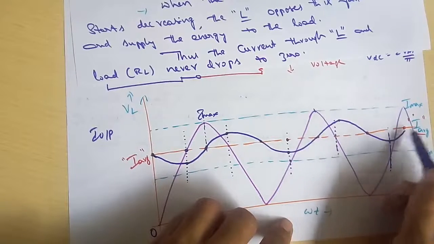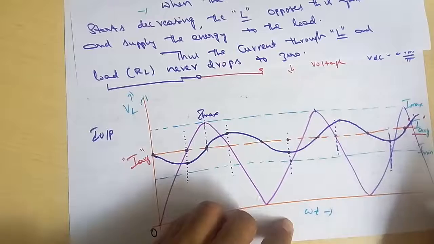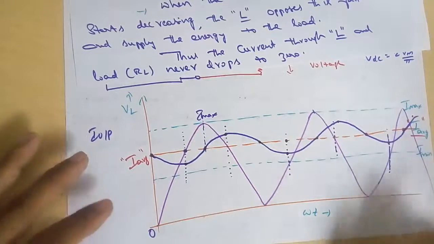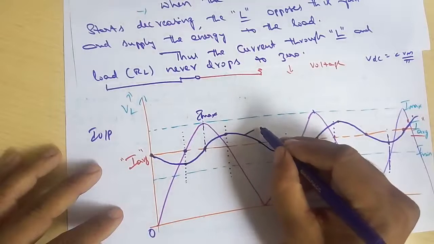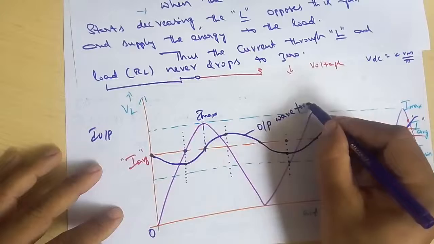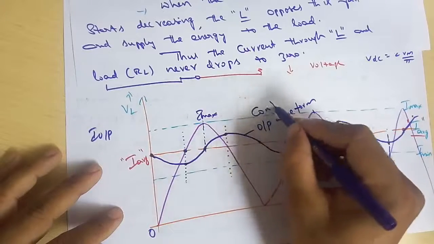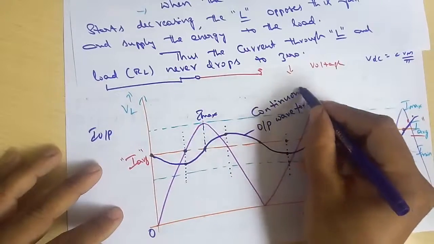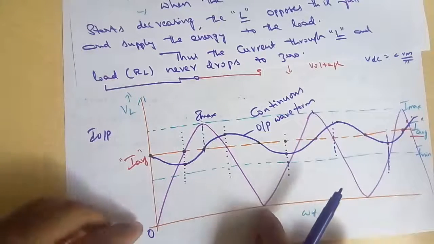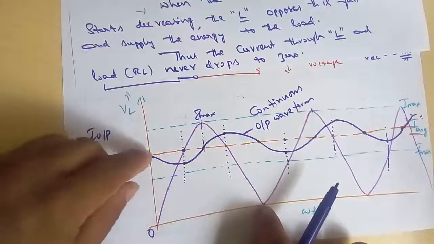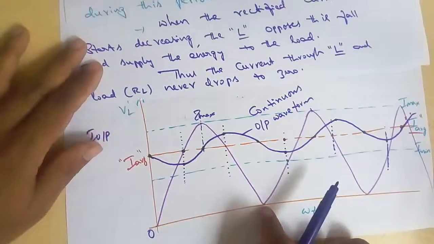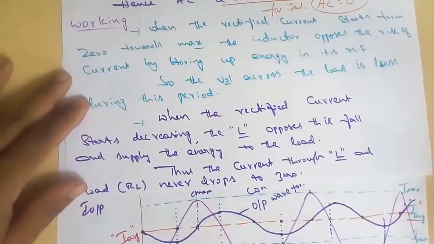Likewise, an approximately continuous waveform is given. It does not give 0. So this is called the output waveform. It is always continuous, so it does not become 0. Even if the pulsating DC is 0, the output across the inductor does not become 0. So that is the working phenomenon.